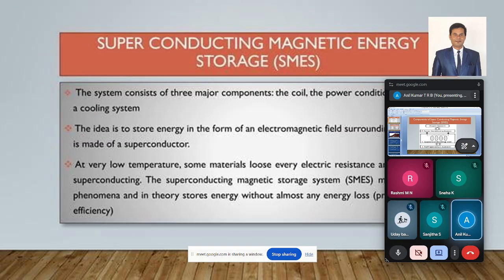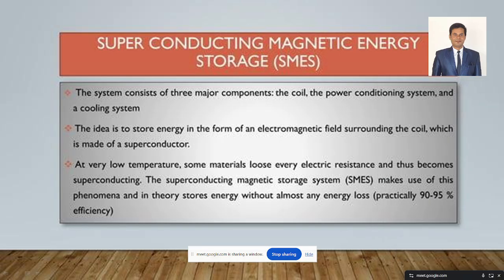Actually, we are discussing SMES, Superconducting Magnetic Energy Storage, right? This tries to store the energy in the form of magnetic fields. The system consists of three major components: the superconducting coil, the power conditioning system, and the cooling system, nothing but the refrigerators, right?